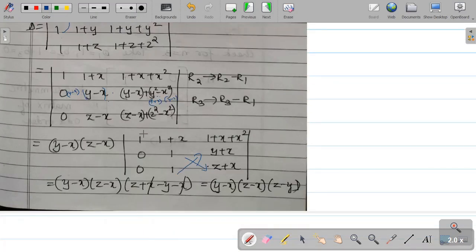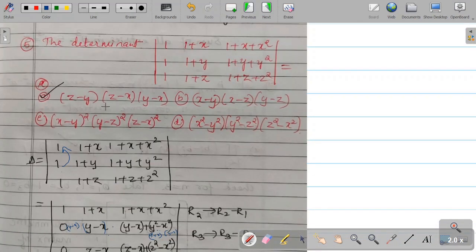Now it is easy to calculate the determinant. Delete first row, first column. So you will get z plus x minus y minus x get cancelled. So the answer is the first option. So this is the answer: z minus y, z minus x, y minus x.